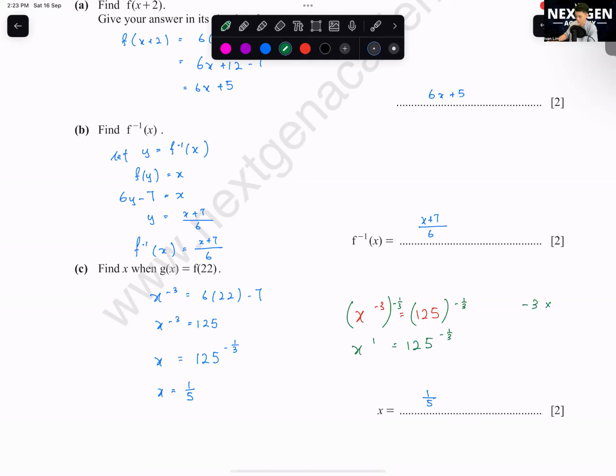Negative 3 times negative 1 over 3 gives power 1. Why 1 over 3? Because of indices. You have to remember, cube, the opposite. The opposite of square is what? When you bring square over to the other side, it becomes square root, right? Square root is power 1 over 2. Same logic. When you have cube and you want to bring it to the other side, it becomes cube root. It's because you want to make it to 1.